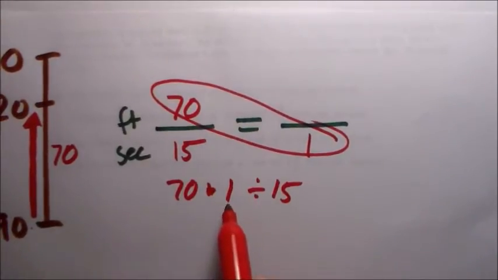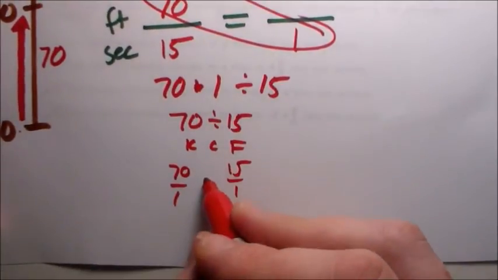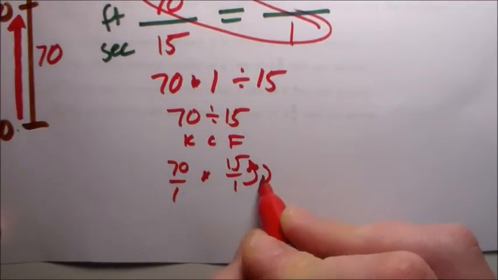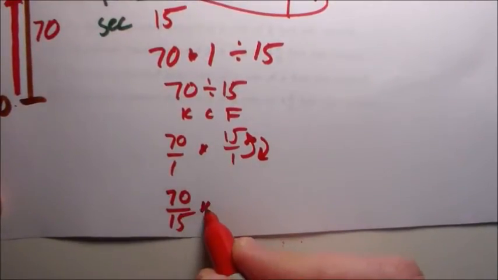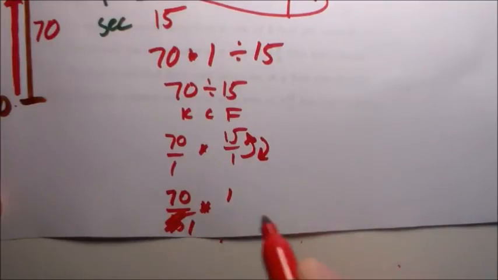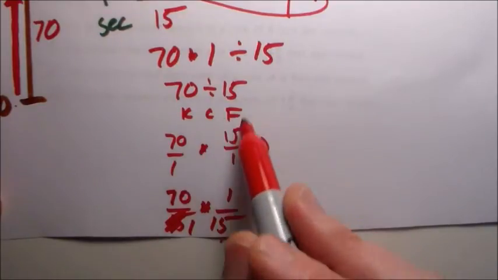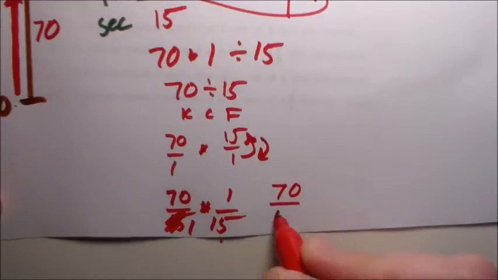We can think of 70 times 1 as just 70 divided by 15. We can keep, change, flip. We can think of 15 as 15 over 1, and 70 as 70 over 1. We change division to multiplication, and we flip that. So it becomes 70 over 1 times 1 over 15. Keep, change, flip. We're good to go, and we get 70 over 15.